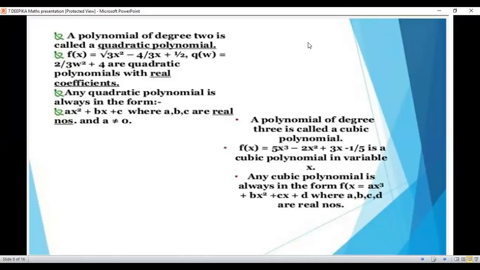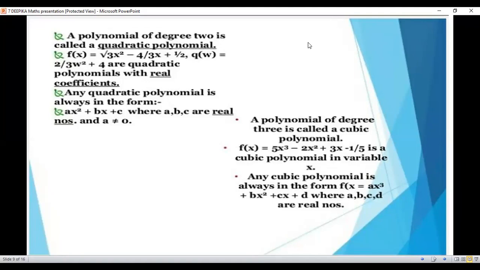A polynomial of degree 2 is called a quadratic polynomial. For example, f of x is equal to root 3 x squared minus 4 by 3 x plus 1 by 2, and q of w is equal to 2 by 3 w squared plus 4 are quadratic polynomials with real coefficients. Any quadratic polynomial is always in the form ax squared plus bx plus c, where a, b, c are real numbers and a is not equal to 0.